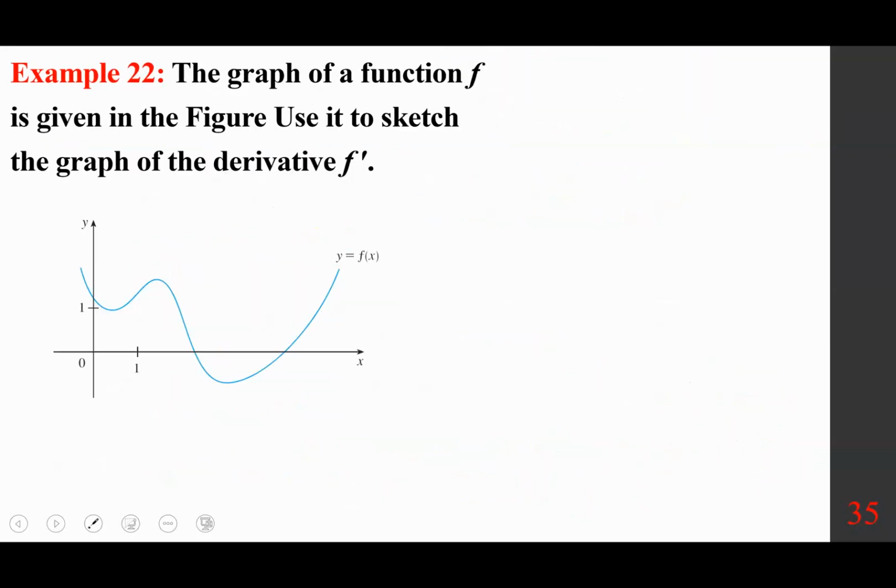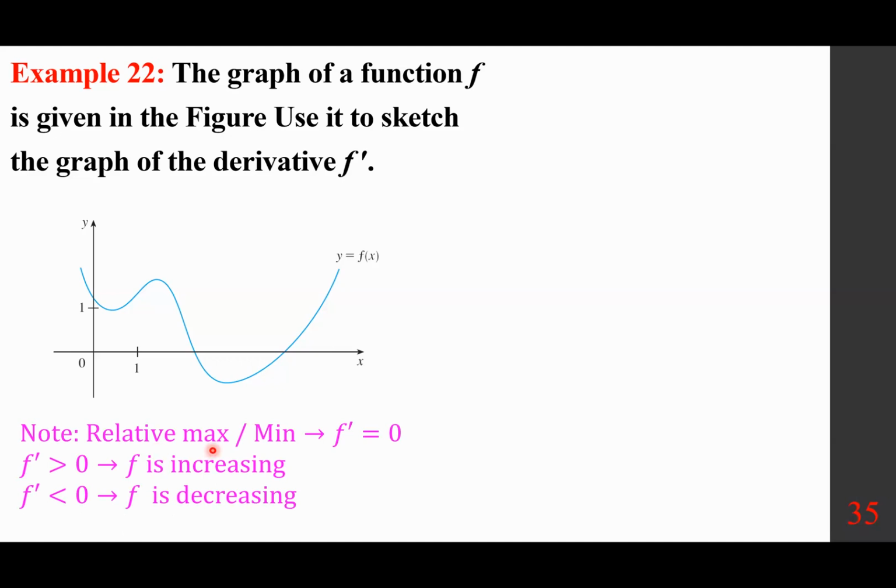All right, the graph of a function is given. We want to use it to sketch the graph of the derivative f prime. To do that, I want to explain a few things to everybody. Note, relative max and min happens when f prime is 0. So peaks and valleys. This one is a min, this one is a max, this one is a min. If you were to draw a tangent line, it would be a horizontal line.